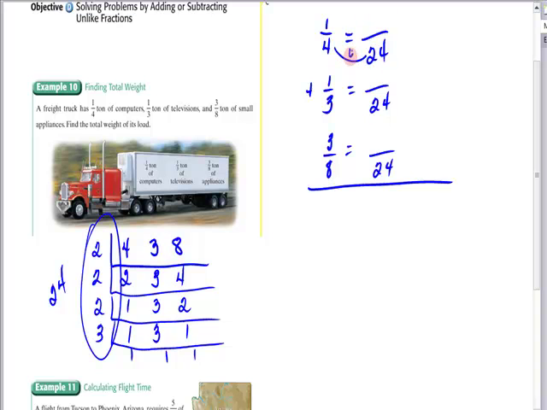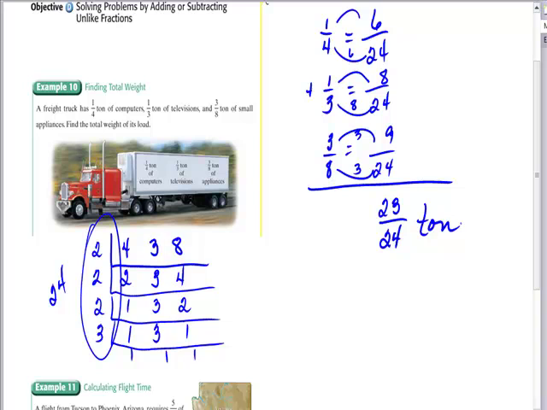Four goes into 24 6 times. 6 times 1 is 6. 3 goes in there 8 times. 8 times 1 is 8. 8 goes in there 3 times. 3 times 3 is 9. So I'm going to add 6 and 8 for 14 and 9 for 23/24 tons.